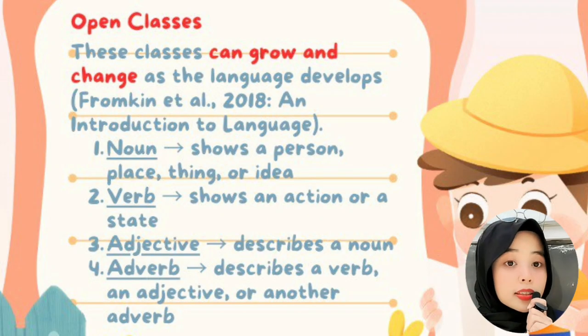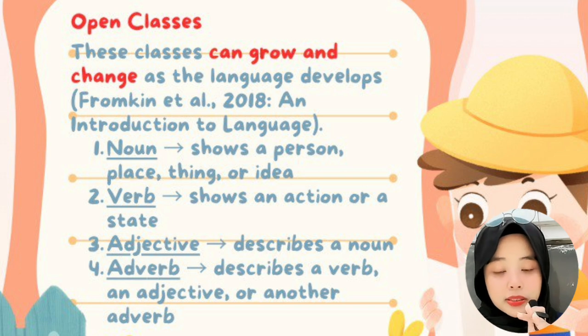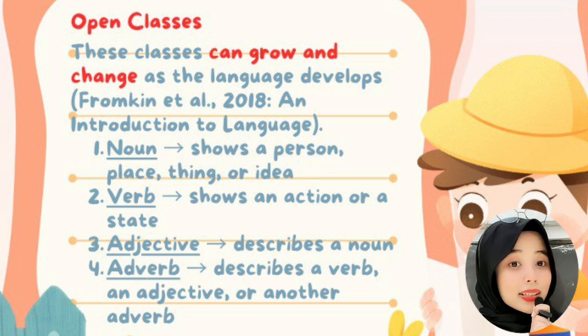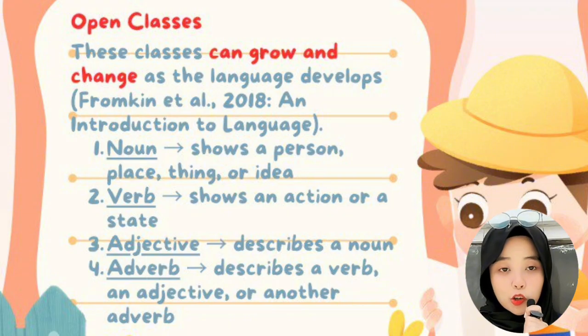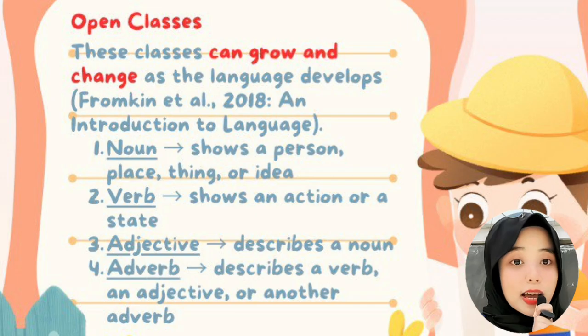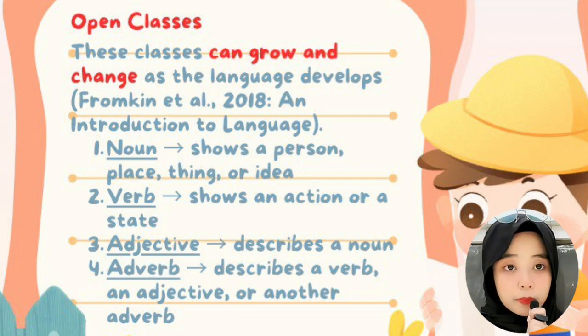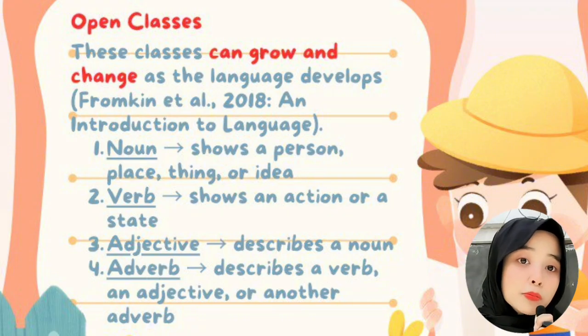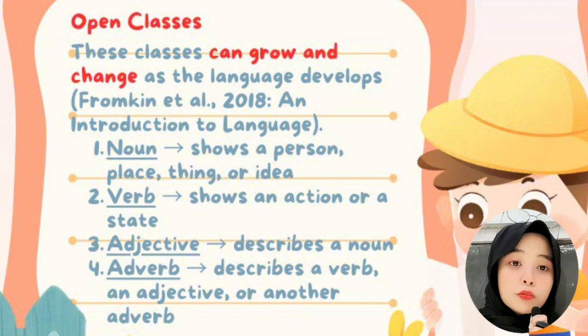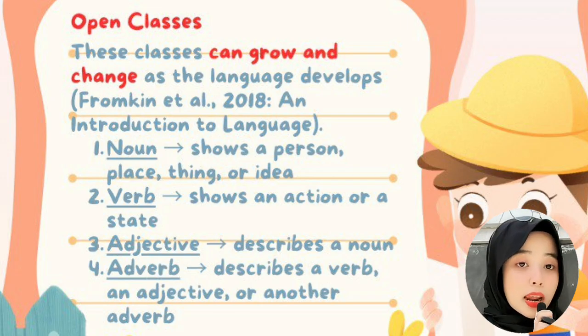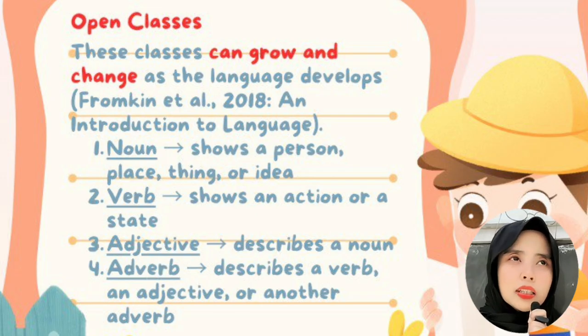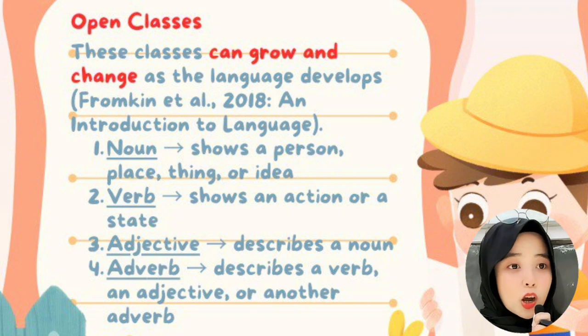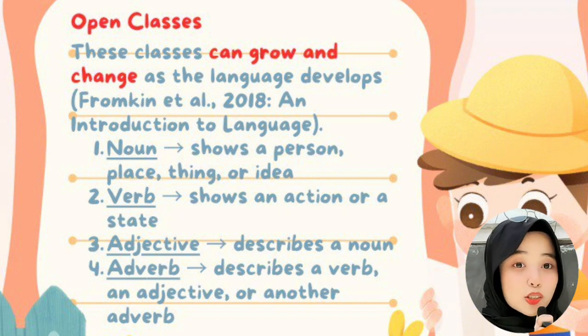The third type of open class is adjective. It can describe a noun. For example, beautiful, handsome, tall, short, and so on. And the last class of open classes in parts of speech is adverb. It can describe a verb, an adjective, or another adverb. There are a lot of types of adverb, right? Like adverb of time, for example, yesterday, now, tomorrow, and so on. And then adverb of place, like in, at, and then adverb of manner, and so on.